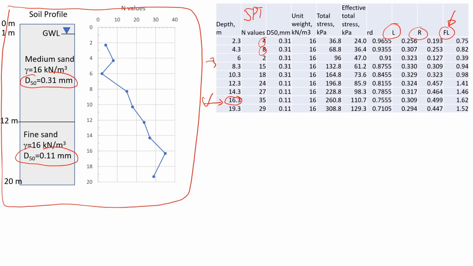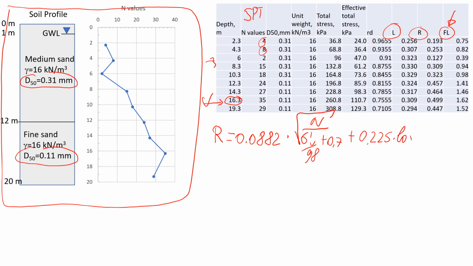So let's start with the value of R resistance. So the formula will be 0.0882 times the square root of N value divided by effective vertical stress over 98 plus 0.7, plus 0.225 multiplied by logarithm with base of 10 of 0.35 divided by D50. So what do we know about D50? D50 will be this one. Sorry, because we're going to do this part, D50 will be this one. So D50 is this value, 0.11.